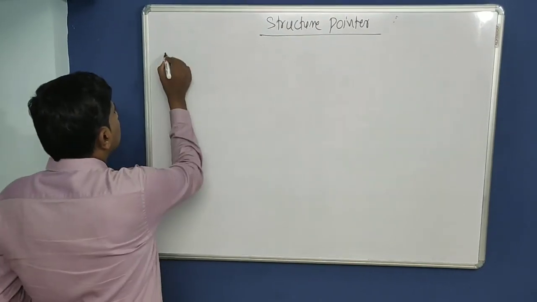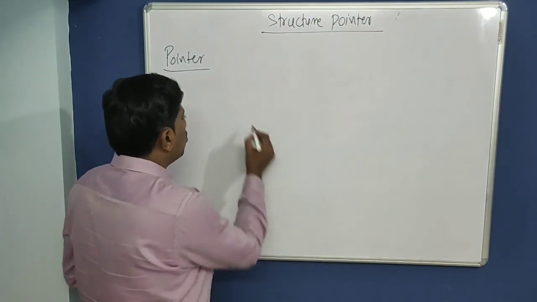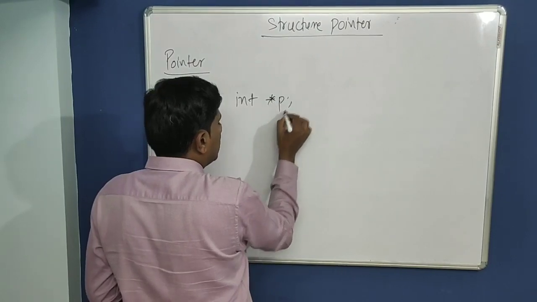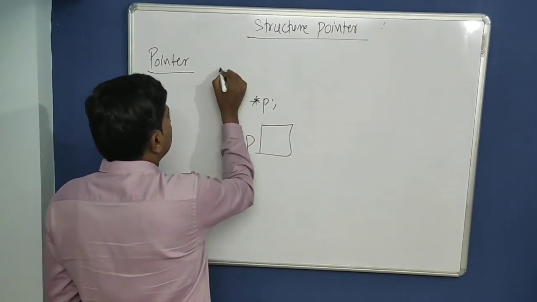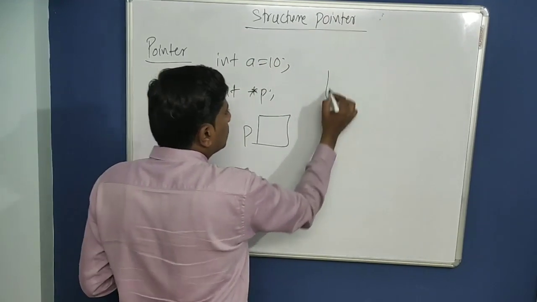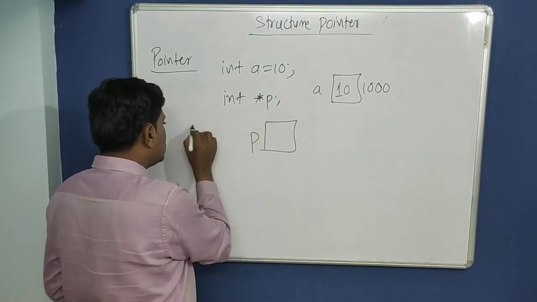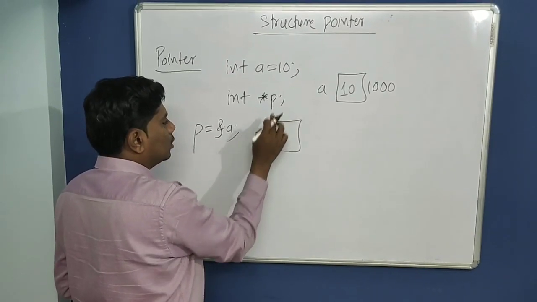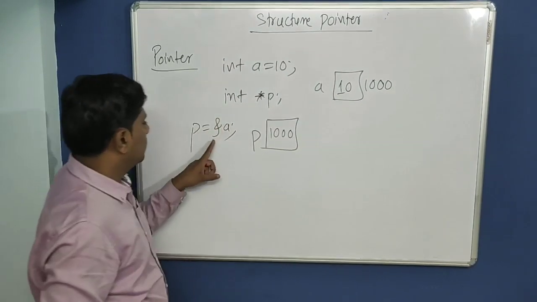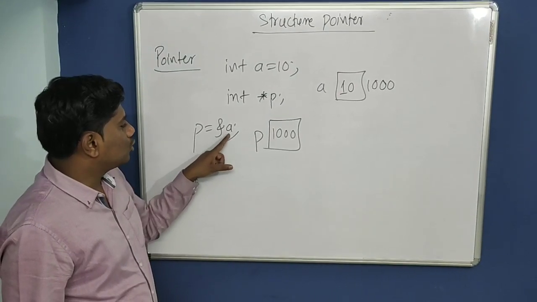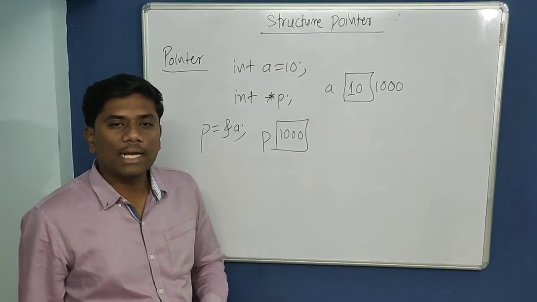Okay, so first we'll see what is meant by pointer. We have already seen the definition of pointer. It is a variable which is used to store the address of another variable. So consider we have a variable a and its value is 10, and consider its address is 1000. You can use this p to store the address of a variable. This p is a pointer which is used to store the address of a. Here we are assigning the address of a, that is 1000, to p. So this p variable is capable of storing the address of another variable.